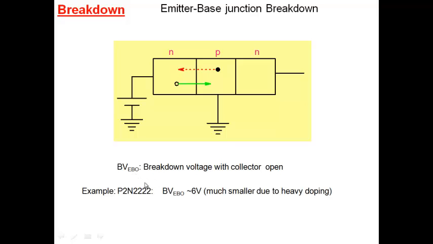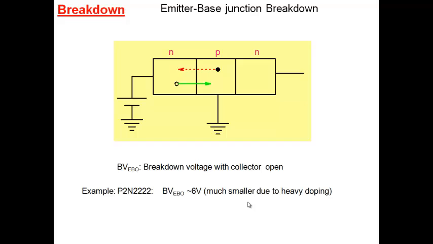For example, for this transistor it is only 6 volts, and the reason is that the base-emitter junction is heavily doped. When you make a junction heavily doped, its breakdown voltage comes down. So never take a base-emitter junction and reverse bias it by 10 volts or 15 volts or whatever. You'll damage the transistor. The collector-base junction can easily handle, as you just saw, 40 volts, 50 volts and so on, but the base-emitter junction cannot handle that.